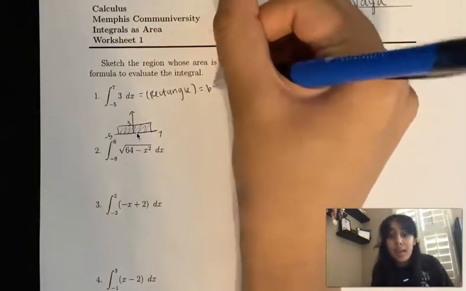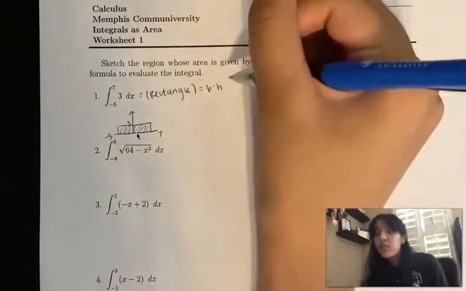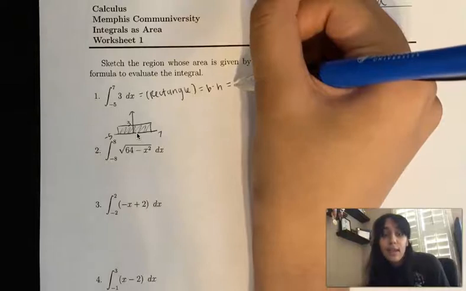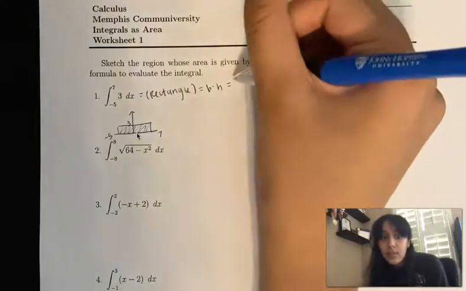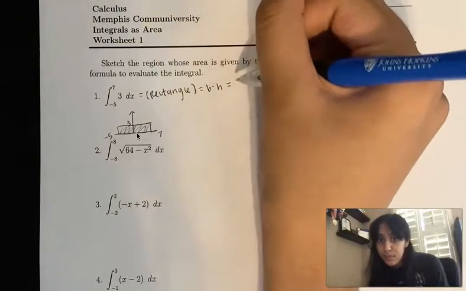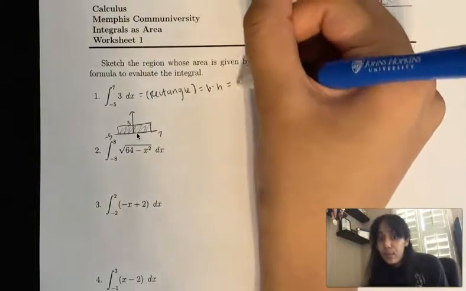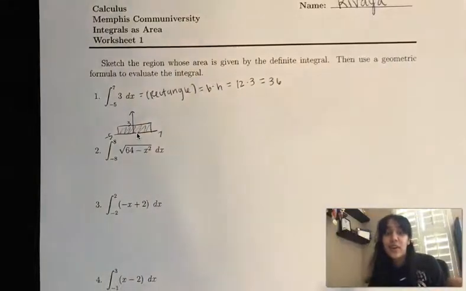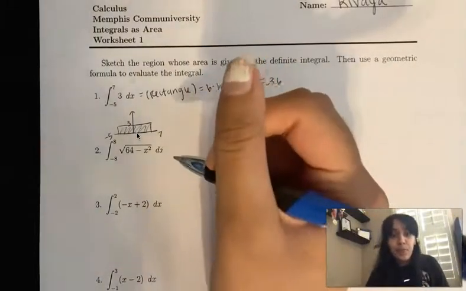So it's going to be base times height, because that's the equation for a rectangle's area. And your base is going to be from -5 to 7. So that means your base is 12. And then your height is 3, because that's how high your rectangle is, because that's where the function went through.